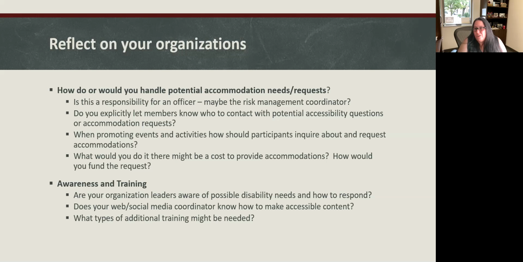And then, are your staff members, officers, leaders, anybody involved in facilitating these activities aware of some common needs, and how would they respond if there was a request or a concern? Does your social media coordinator know how to make accessible content in social media? Do they need some training in that area? If you have a webmaster, do they need training? And what other training might be needed based on your organization, the dynamics and the activities that you put on? Do they need more knowledge to do their job more effectively in thinking about the disability accommodation process?